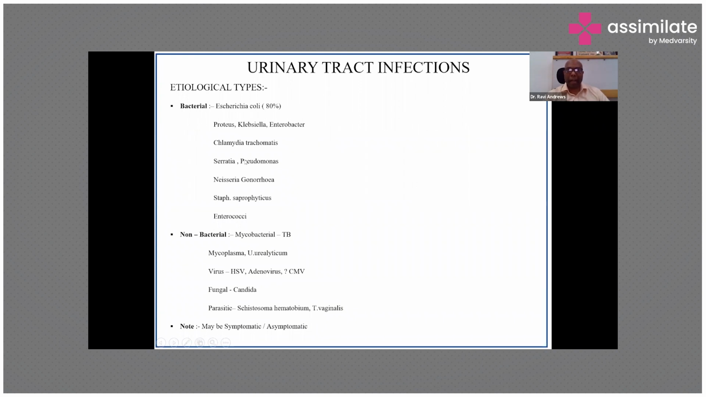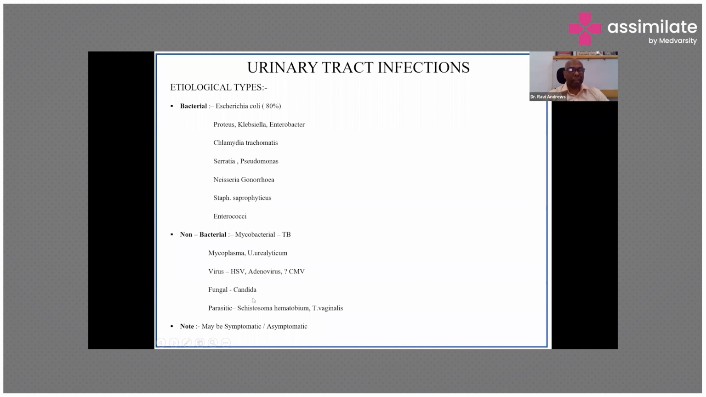The other organisms are Proteus, Klebsiella, Enterobacter, and more rarely staph and enterococci. But staph and enterococci are extremely rare. If you find them in your culture, you should definitely think of it being a contaminant and probably reculture it to confirm. Among the non-bacterial causes of urinary tract infections, tuberculosis, mycoplasma, these are the mycobacterials.